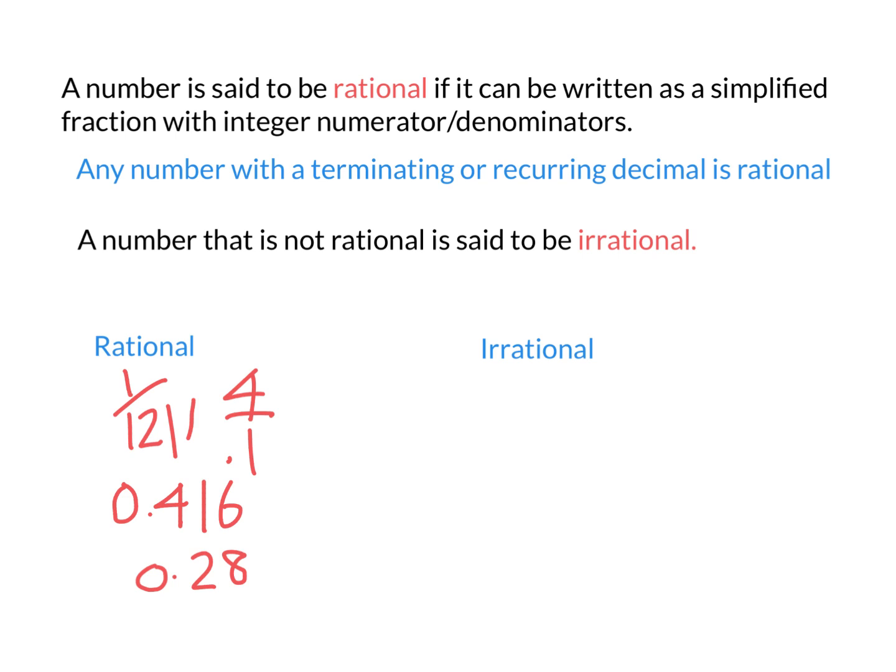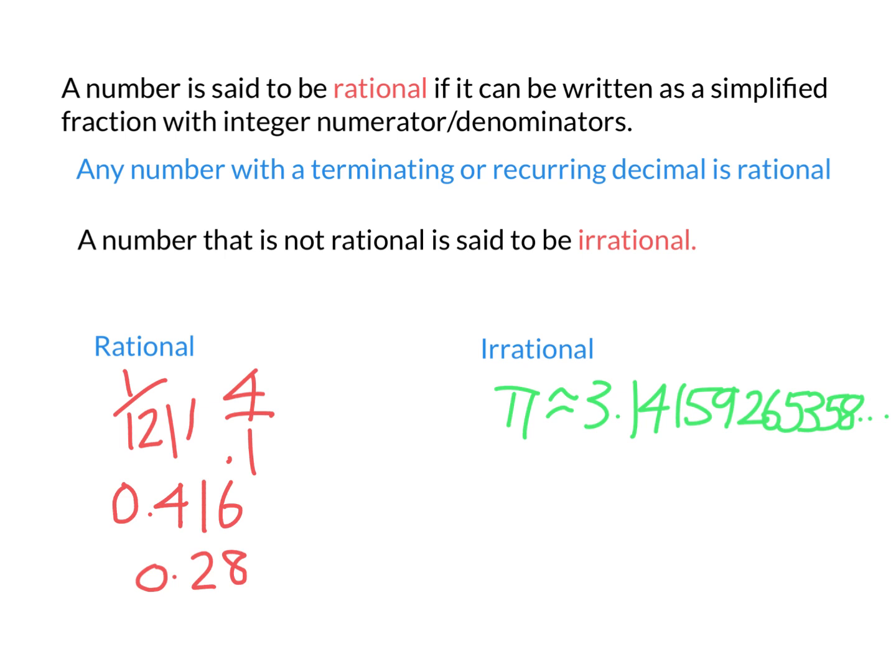Well, a number can actually have a decimal that is neither terminating nor recurring. Pi is a very famous example of this. Its decimal expansion 3.14159 and so on. It goes on forever, but it's not recurring because there is no pattern. This just keeps going and going, and the digits are seemingly random.